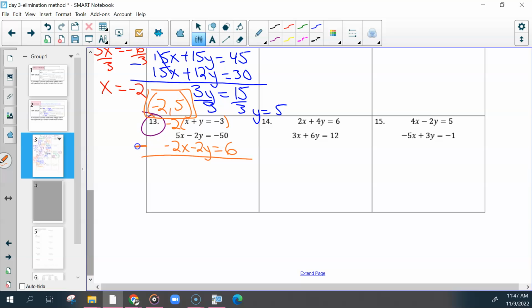5x minus a negative 2x, that would really become a plus, and that would be 7x. Negative 2y minus a negative, again, that would become a plus, and those would cancel. And then negative 50 minus 6 would be negative 56. And then divide.